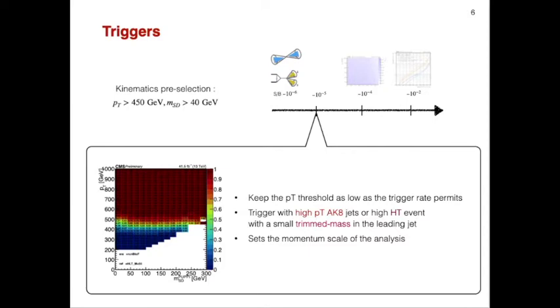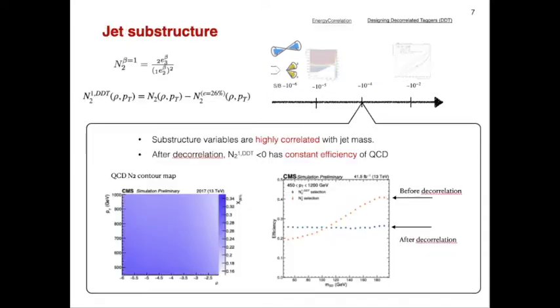This is also what sets the momentum scale of the analysis, as we select the phase space where the triggers are almost fully efficient, which is pT greater than 450 GeV and a soft drop mass of greater than 40 GeV. Another factor of 10 comes from the jet substructure.